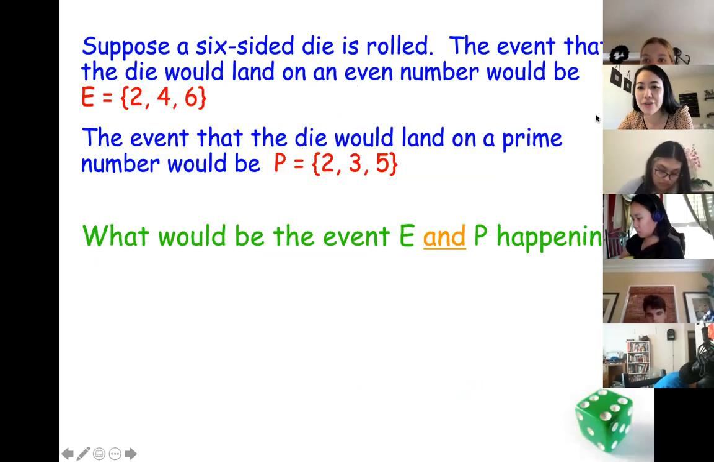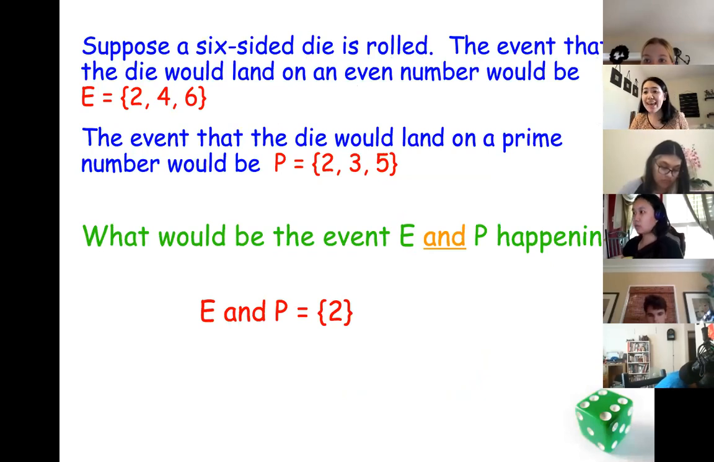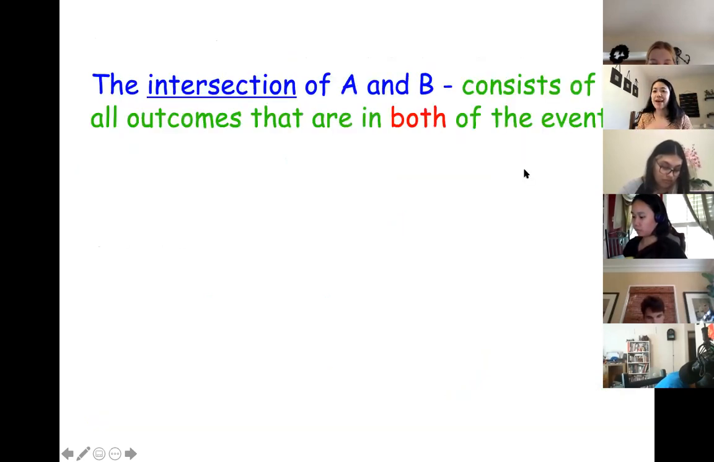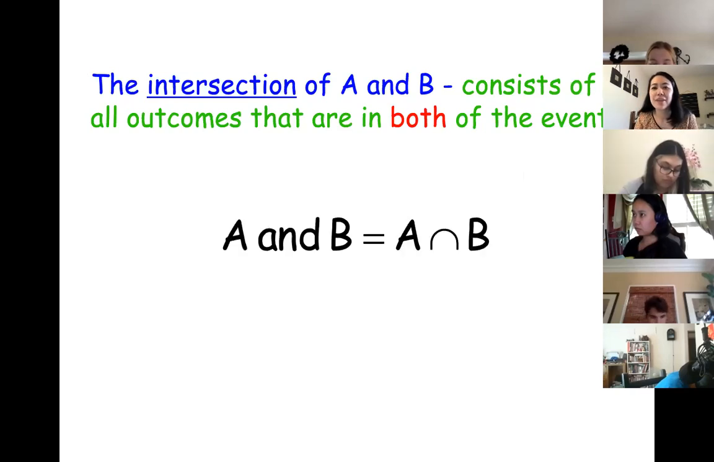All right, let's go to intersection then. Intersection, E and P. This time, I want to find out what they have in common. What number is in both? In this case, the number 2 is the only number that occurs in both E and P. So that is the intersection of A and B. Notation wise, upside down U.